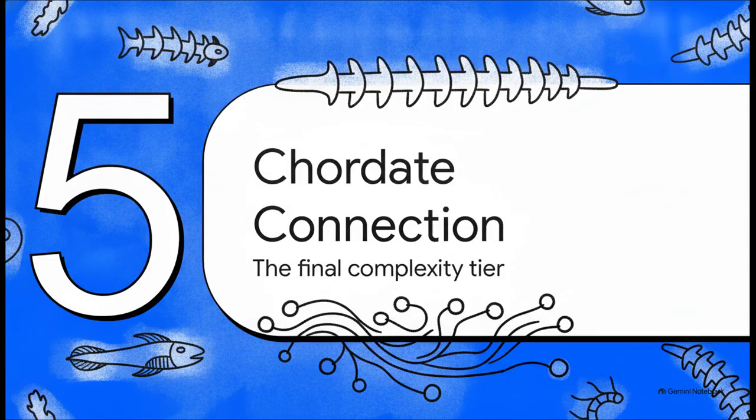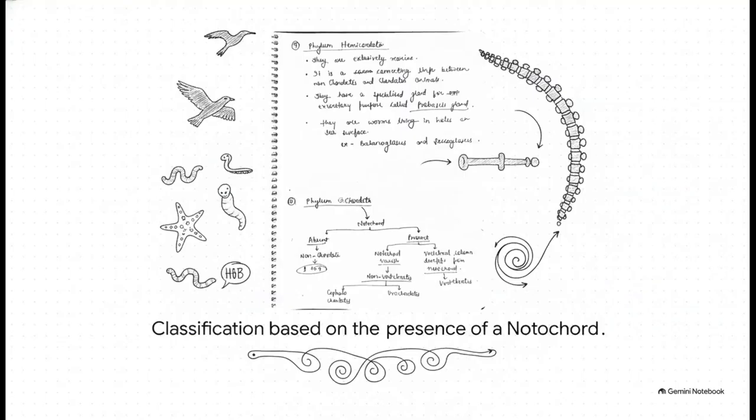And that brings us to our final stop, Section 5, the chordate connection, the final tier of complexity. Remember our core classification rule from way back at the beginning, the notochord? This flowchart perfectly shows how the notochord is the definitive VIP feature that separates all the simpler non-chordates we just reviewed from the highly developed chordates. In advanced vertebrates like mammals, birds, and us humans, this notochord eventually develops into a full-blown vertebral column.